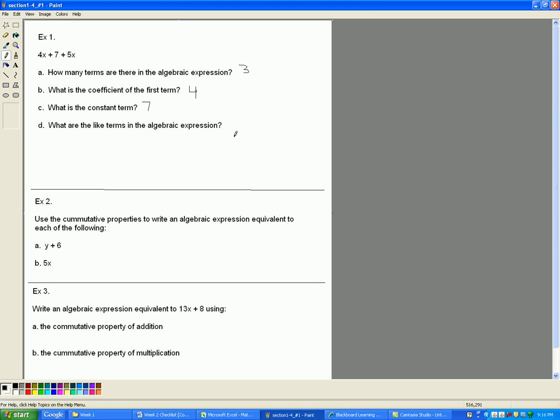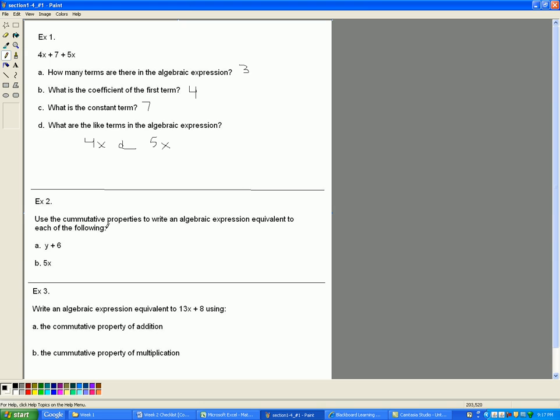And what are the like terms in the algebraic expression? Like terms are, by definition, terms that have the same variable to the same power. In this particular case, we have a 4x, we have no variable, and then we have a 5x. The 4x and the 5x are like terms because the x is to the 1 power, or there's just a regular x. So 4x and 5x are like terms in this expression. Again, this exercise is just to help you get used to some of the terminology.